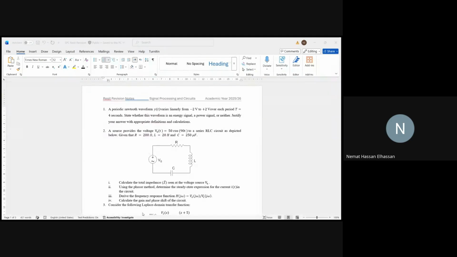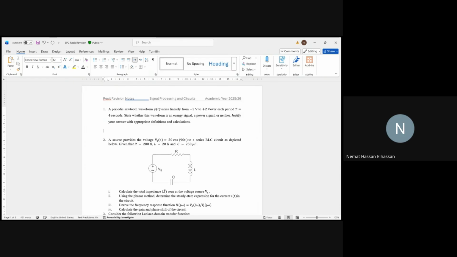25-26. In this revision, we'll be covering examples of problems that are similar to the difficulty and skill set needed for your Resit exam. So without further ado, just to keep this brief, I will be solving these problems one by one with steps. So let's start with the first problem.